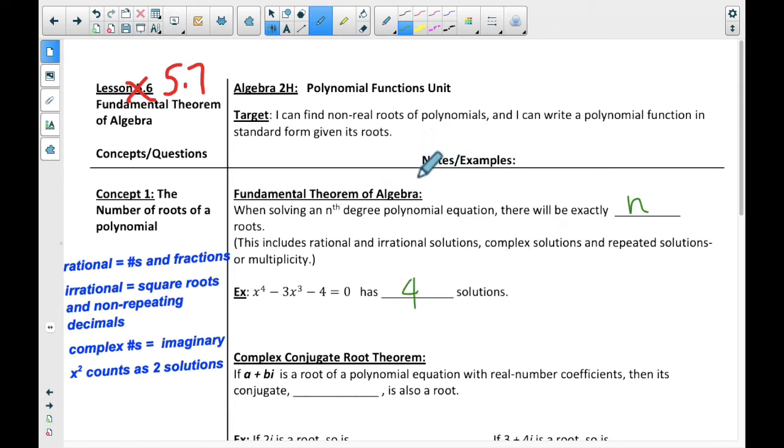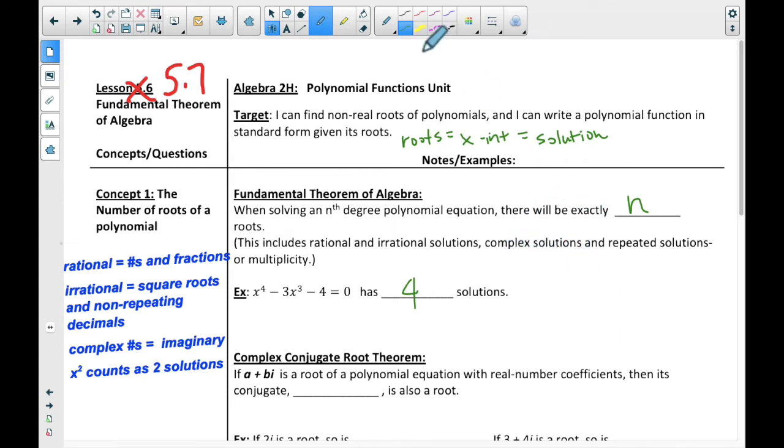And you know what? Maybe up here at the top we also need to talk about some synonyms we've talked about ever since the beginning of the year. The words roots and x-intercepts and solutions, and there's another word that I always forget out of my list, but these words all mean the same thing. So when I talk about solutions, roots, they're all the same thing.